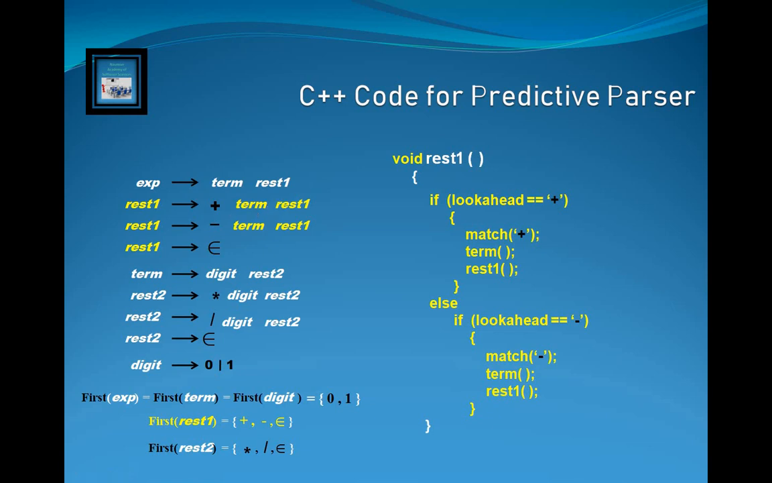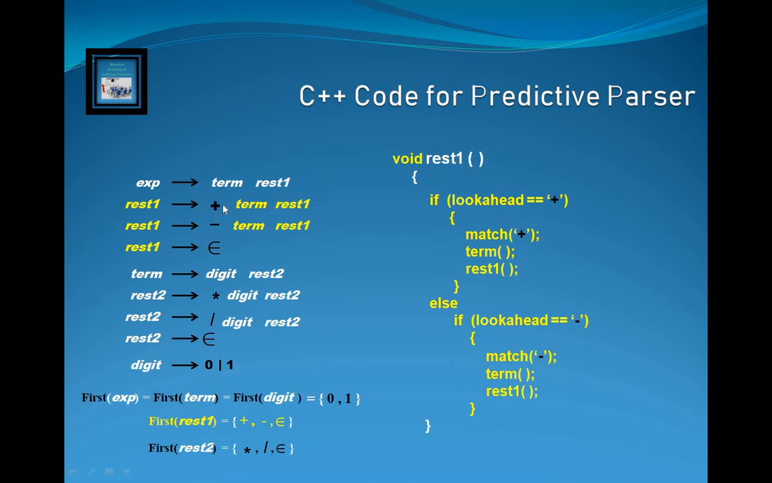The first production is going to start from the plus token, so we are going to check whether lookahead, meaning the current input token, is equal to plus. If that is plus, then we have to implement this production. For the sake of implementing this production, we see the right side of the production, and the first thing is plus, which is a token.